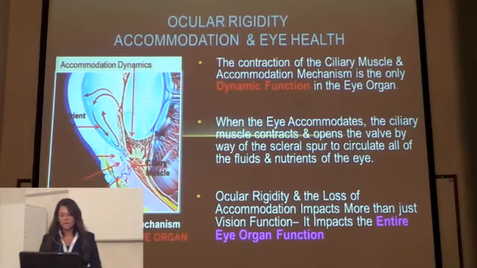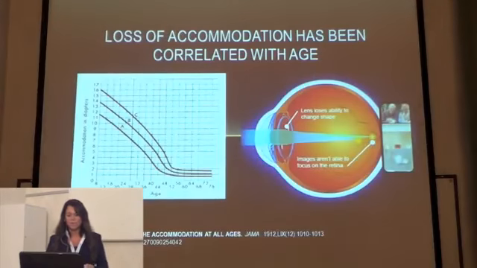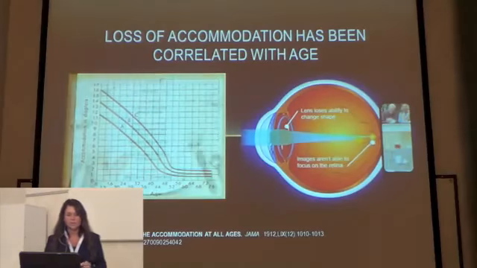Ocular rigidity and the loss of accommodation therefore impact more than just vision function. It's basically the heart of the eye organ. So it is an important function of the eye that we can't ignore, that plays a vital role in that organ of sight. So we know that loss of accommodation is correlated with age.